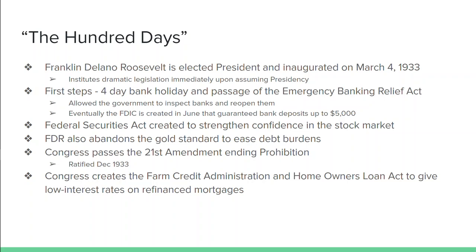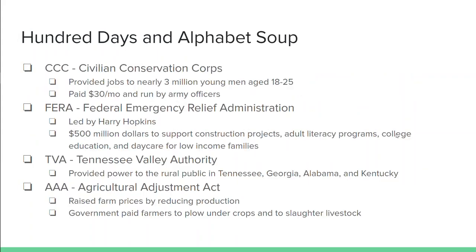FDR is going to abandon the gold standard, which means that the value of money can be manipulated, which means more money can be put into circulation. And Congress passes the 21st Amendment, which ends prohibition. Now, the first 100 days of FDR's presidency is often called the alphabet soup. And that's because there are so many different parts of the government that are breathed to life during this time.